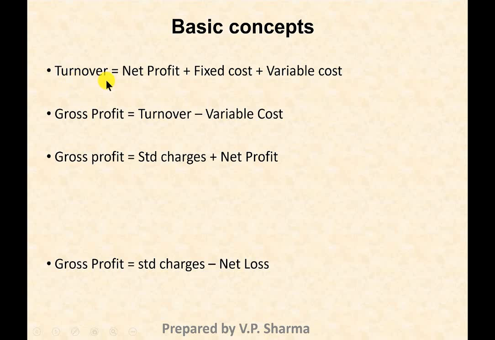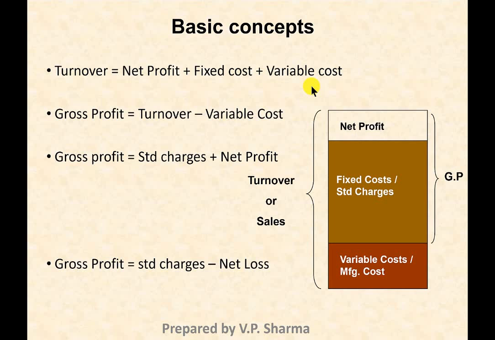Let us see. The sales turnover is the sum total of these three components: net profit, fixed cost and variable cost. Now if you see the diagram, you will find the same thing. The sales turnover is the sum total of net profit, fixed cost and variable cost. In this diagram you can see the other formula: the gross profit is your turnover minus variable cost. So how can you arrive at this gross profit? If you reduce the variable cost from the sales turnover, the remainder is gross profit.